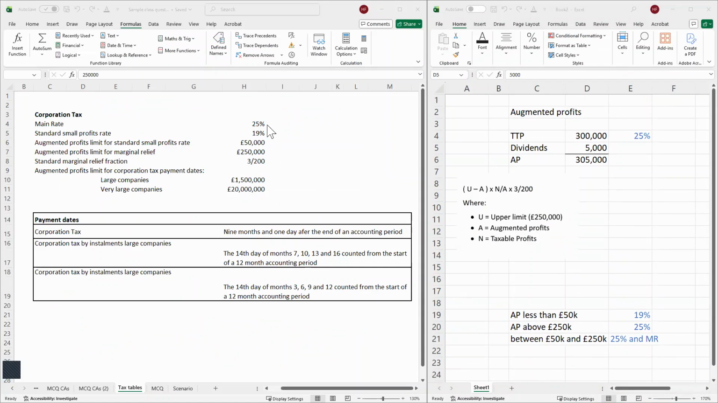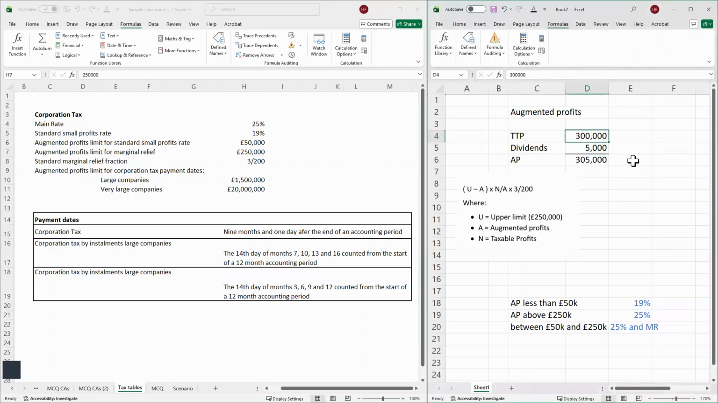If we look at what we do have in the tax tables, we have the main rate of 25%, the small profits rate of 19%, and then we have the profit limit for the small profits rate, which is £50,000. So it does remind us here that we need to look at the augmented profits, which is helpful. And then we have the upper limit for marginal relief, which is £250,000. So let's now have a look at how we calculate marginal relief. And as we said, this formula is not in the tax tables.